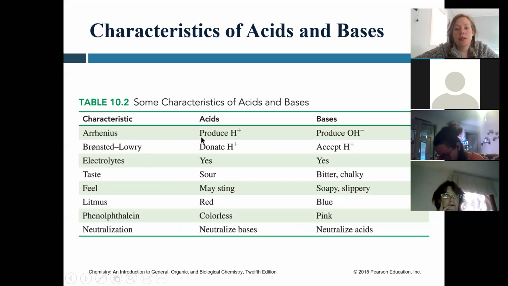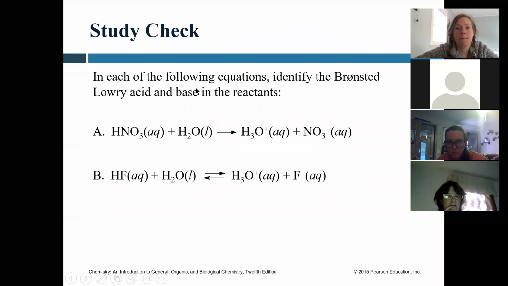In our Arrhenius definition, we produce H plus. In our Arrhenius definition of a base, we produce OH minus. In the Bronsted-Lowry, we think about a transfer, a donating of H plus or accepting of H plus. Okay, here are some of the other properties.